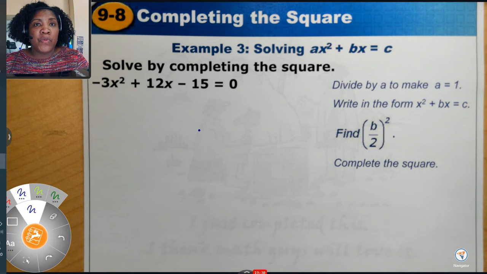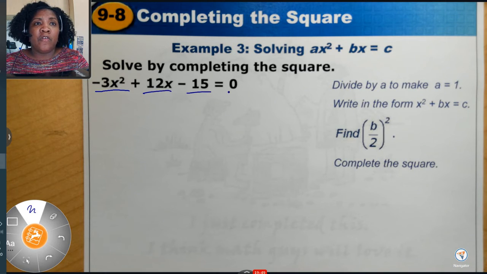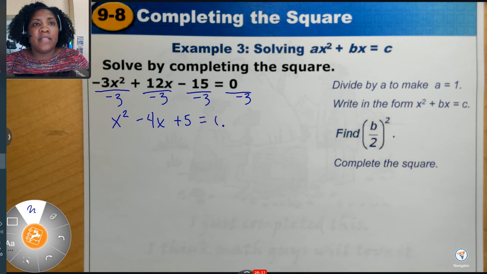Example walks us through what to do if we have an equation that has a leading coefficient of something other than a 1. We have something in the front here of other than 1. What we need to do first is to divide through by whatever that leading coefficient is so that we can achieve a 1 as our leading coefficient. We're going to essentially factor this negative 3 out. So what we have left over when we divide by negative 3 is x squared minus 4x plus 5 is equal to 0. Now we can proceed as we've done normally.